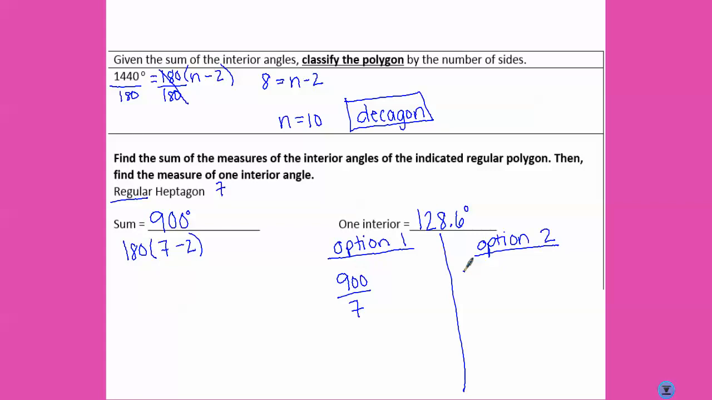Option 2, if we don't know the sum, instead of calculating it, we can use our exterior angles. We know the sum of the exterior angles is always 360. Divide that by 7 since there's 7 sides. That'll give us 51.4 degrees. Since the interior angle and the exterior angle here ultimately form a line, we know that an interior plus an exterior equals 180. So we can do 180 minus 51.4 degrees, and that will also give us 128.6.